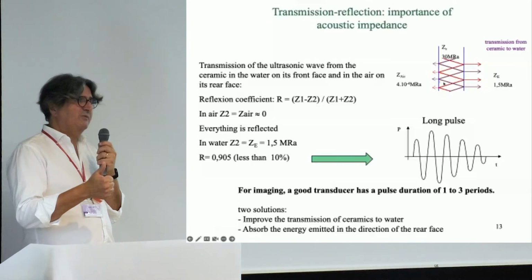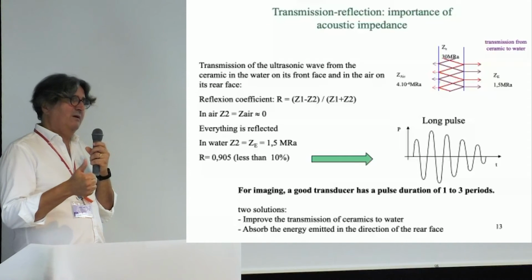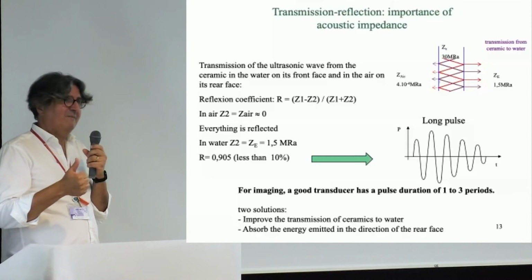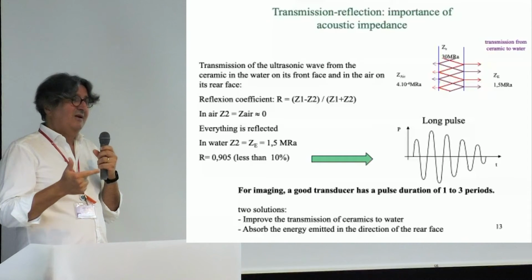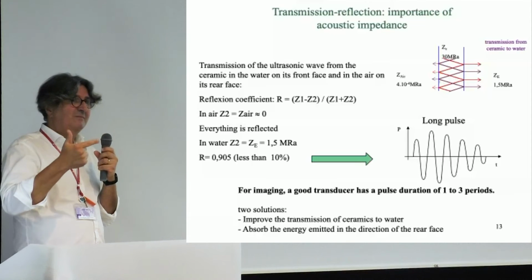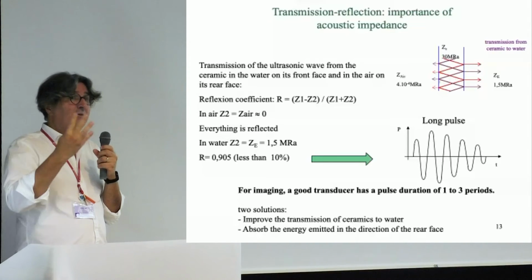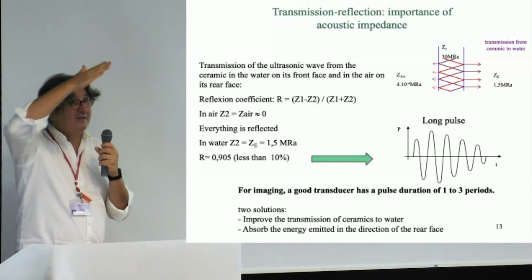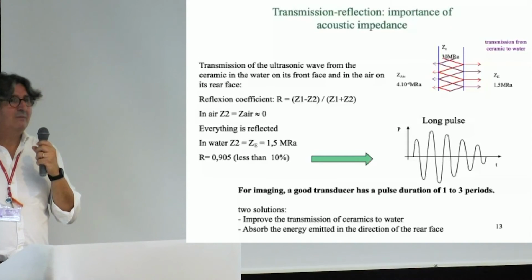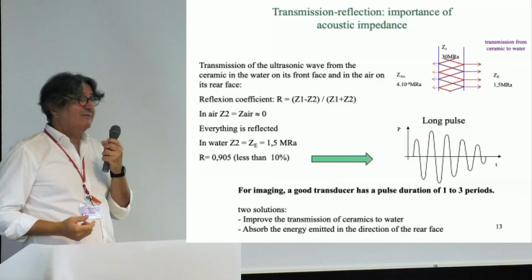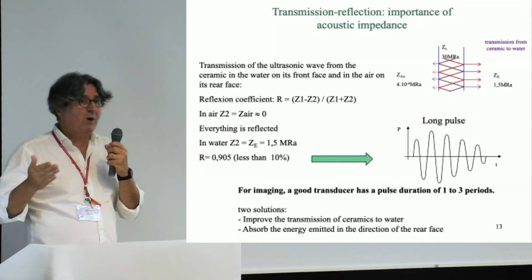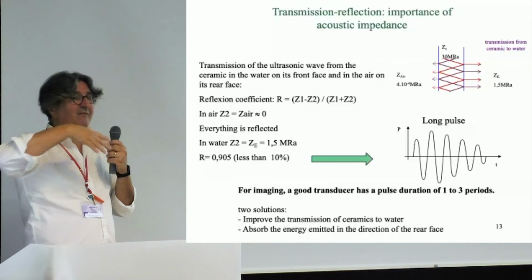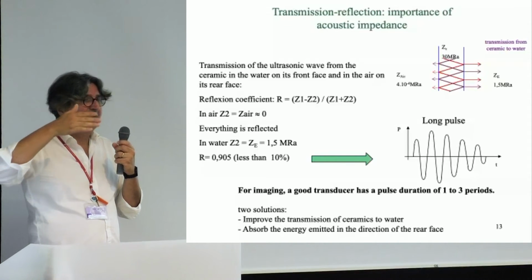So at the first round trip, 90% of the energy remains in the ceramic. At the second round trip, 0.9 to the power 2 remains in the ceramic. At the third round trip, 0.9 to the power 3 remains in the ceramic, until it tends to 0. Which means that what you will get at the end in water is a very, very, very long pulse, having several tens of periods.